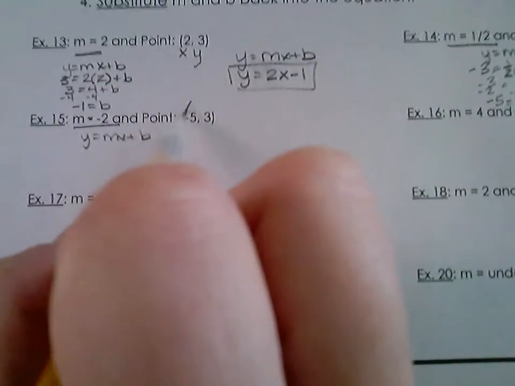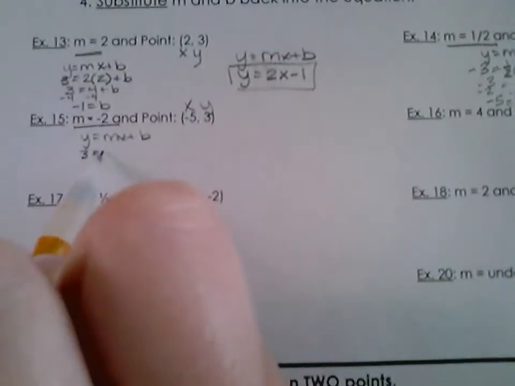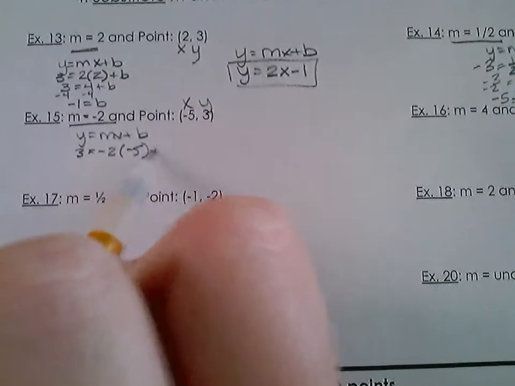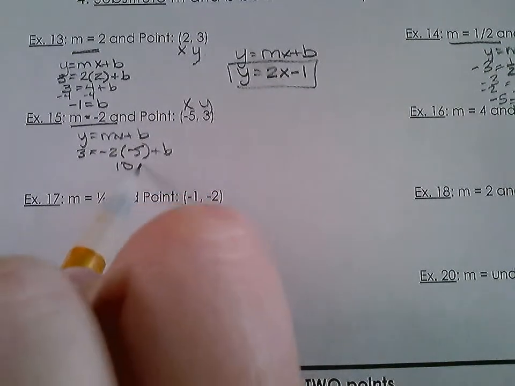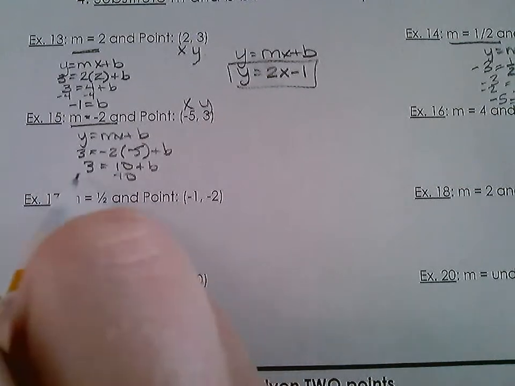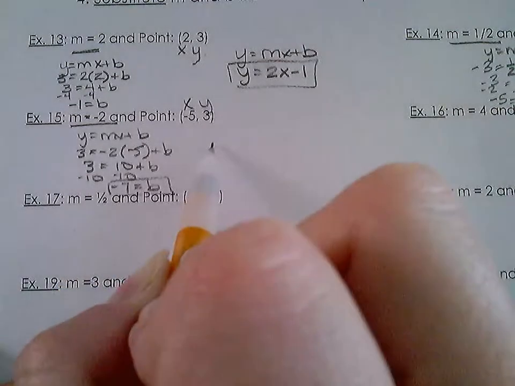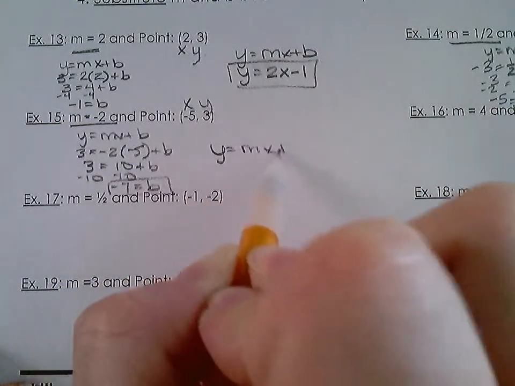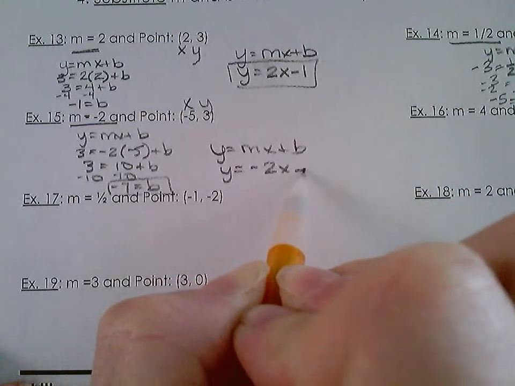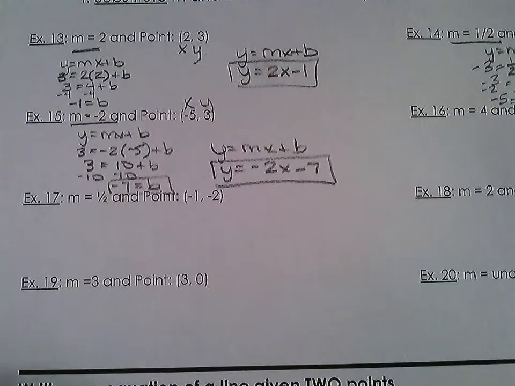I'm going to fill in the pieces of the puzzle that I know. So my y value is equal to 3. My slope is equal to a value of negative 2. My x value is equal to a negative 5 plus b. So that's going to give me a value of 10 plus b is equal to a value of 3. Subtract 10, and I'm left with negative 7 is equal to my y-intercept. So if I were going to come up with my equation for that line, it would look like y is equal to negative 2x minus 7. All right, and if I were to graph it, it would match up perfectly.